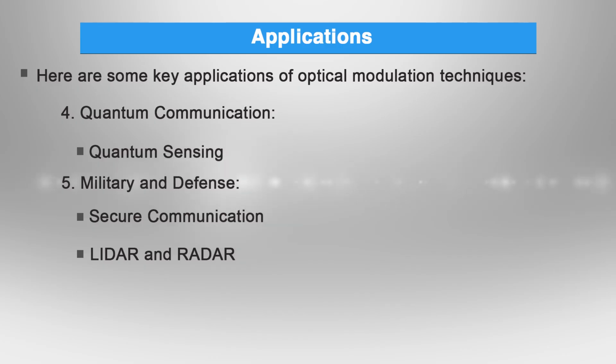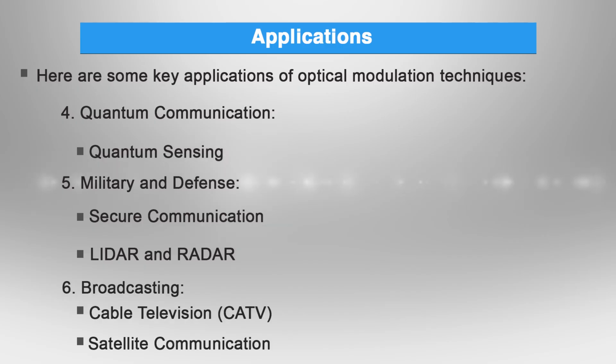It has secure communication. Optical modulation is employed in military communication systems to ensure secure high-speed data transmission. Techniques such as spread spectrum modulation help in protecting signals from interception and jamming. Next is broadcasting, cable television. Optical modulation techniques are used to transmit television signals over optical fibers, providing a high quality interference free broadcasting system.